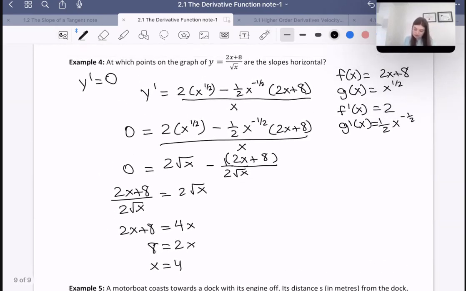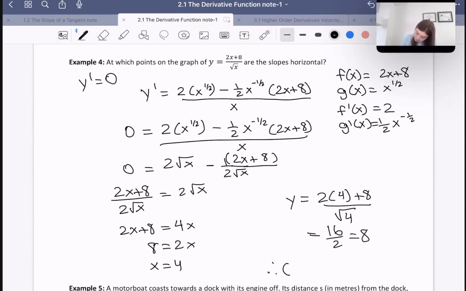So they didn't ask just for the x value, they asked for what is the point. So then I'm going to plug my x value back into the equation. And so therefore our point is 4, 8. So 4, 8 is the point at which the slope is horizontal.